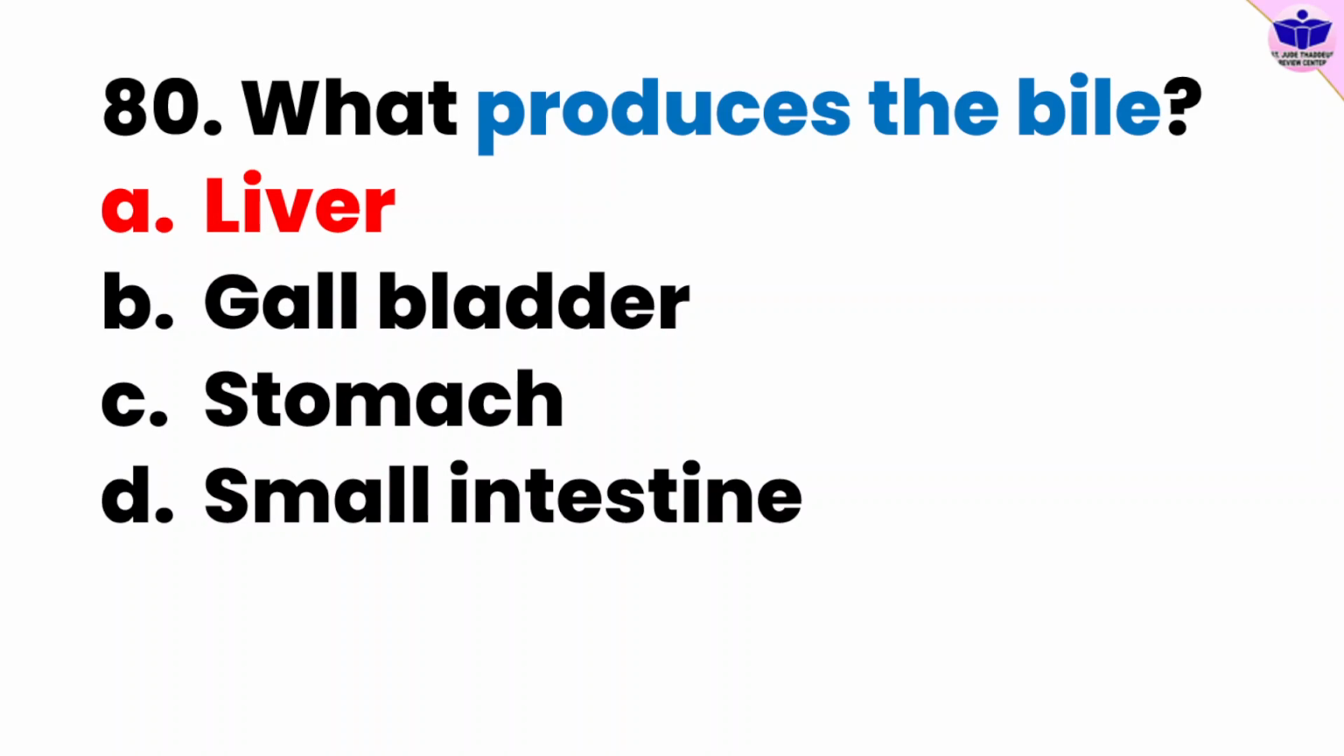When we eat fatty food, there are many enzymes in our body that can metabolize fat. But then we cannot easily metabolize fat without first emulsifying it because fat is hydrophobic. It doesn't stick to water. B. Gallbladder is the temporary storage for bile.